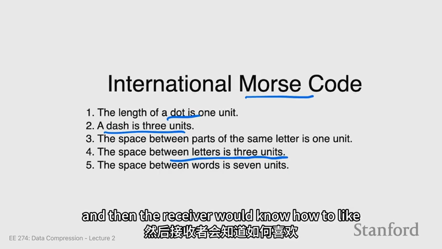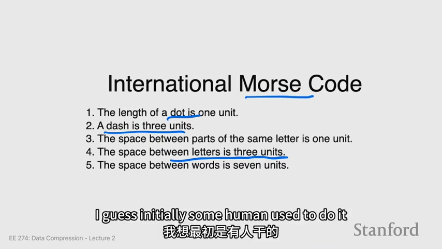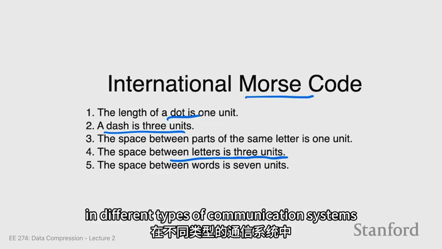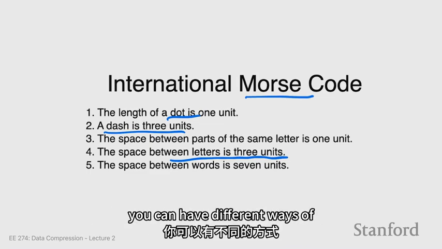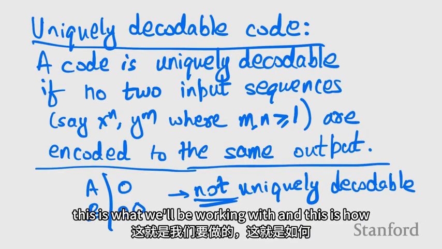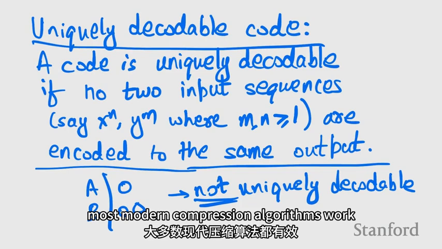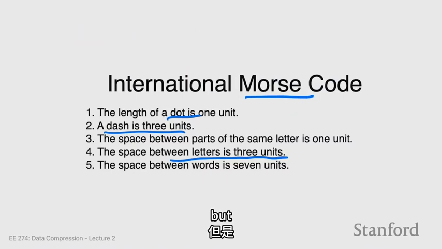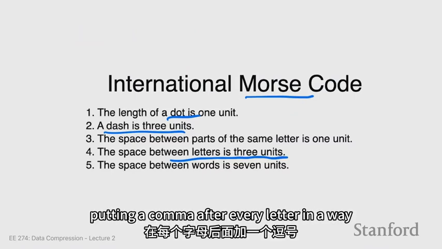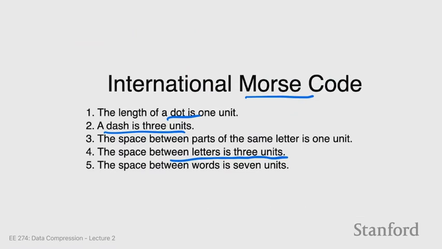And then the receiver would know how to decode. I guess initially some human used to do it and then they made machines. But the idea is that in different types of communication systems, you can have different ways of doing things, right? For us, this is very important. This is what we'll be working with, and this is how most modern compression algorithms work. But there are other systems also, so you should be aware. Like putting a comma after every letter in a way.